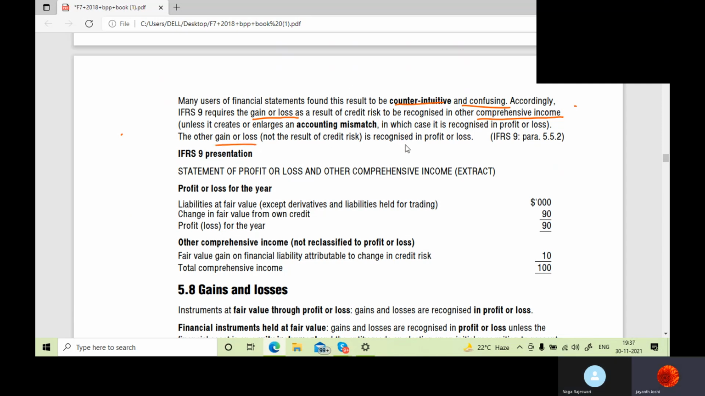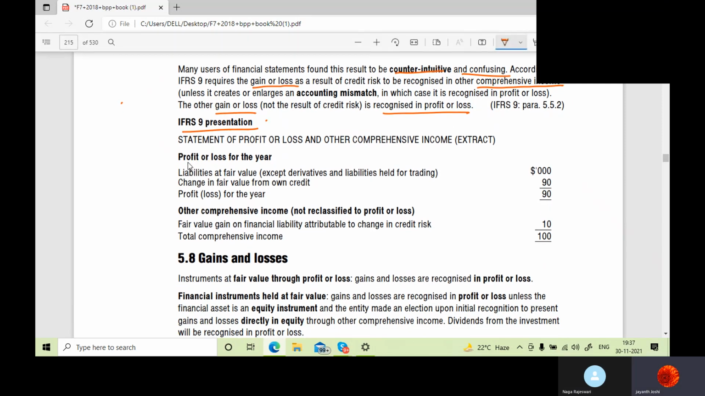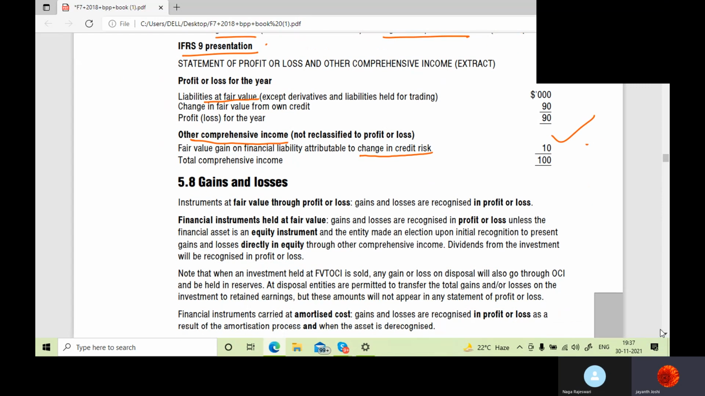The other gain or loss is recognized in the P&L. So we will see what happens. IFRS 9 presentation: profit or loss for the year, liabilities at fair value, market value, change in fair value from own credit. Because of the credit risk, the value has decreased, correct? So it has gone to 90, and then we have shown that in OCI. Fair value gain on financial liability attributable to changing credit risk. Maybe from 90 it has gone to 100. So there's a gain now, and we are writing 10 here in the OCI section.